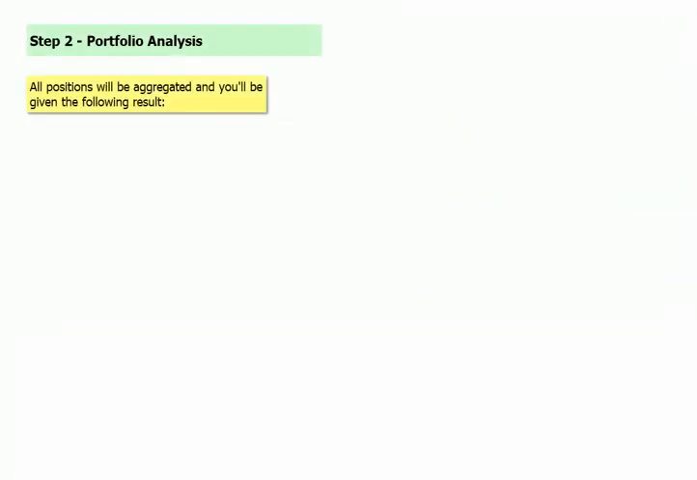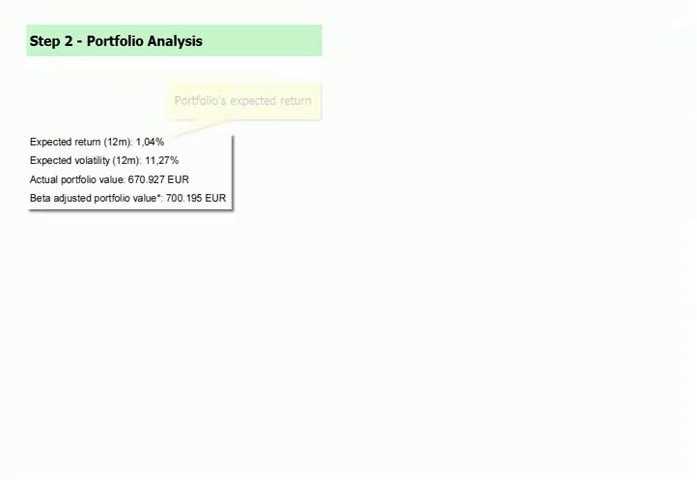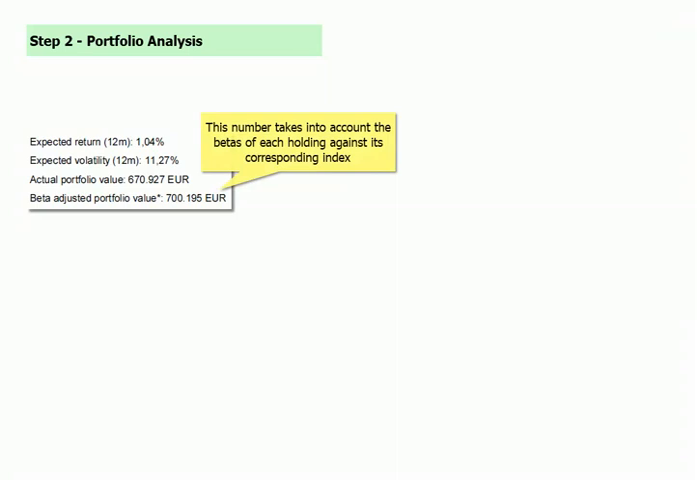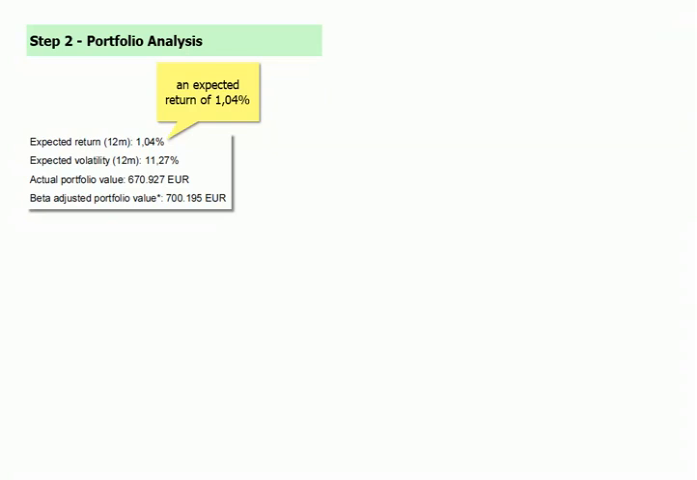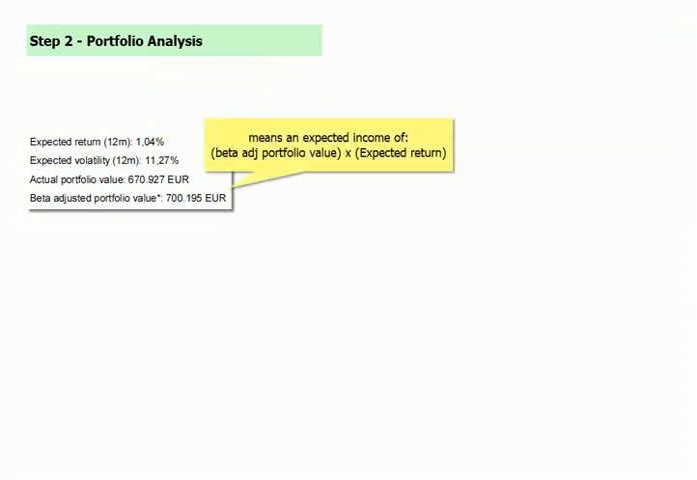All positions will be aggregated and you will be given the following result. Portfolio's expected return, portfolio's expected volatility, current portfolio value converted into portfolio reference currency, actual beta-adjusted portfolio exposure. This number takes into account the betas of each holding against its corresponding index. And this is the base for return and risk calculation. An expected return of 1.04% means an expected income of beta-adjusted portfolio value times expected return.